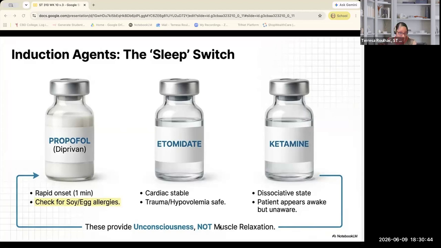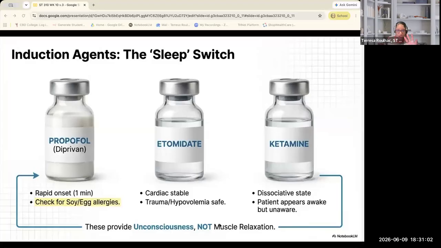And then we have ketamine, which is a little different. It creates what's called a dissociative state. The patient isn't experiencing their surroundings normally. They're not processing pain the way we typically would expect.